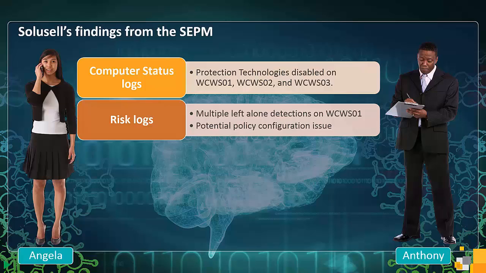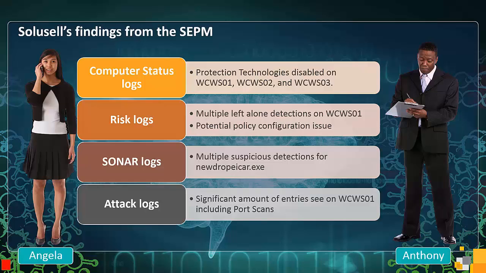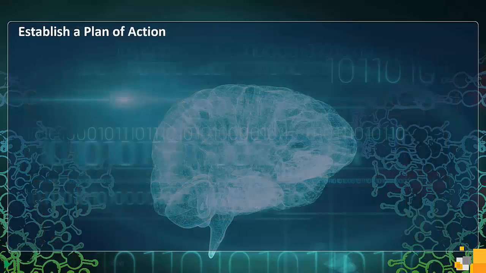There are also suspicious detections for newdropeicar.exe in the sonar logs. From the attack logs, Solucell sees a significant amount of malicious traffic from WCW S01, including port scans from the attacking server. Based on Anthony and Angela's findings, Solucell is moving forward with the following plan of action.